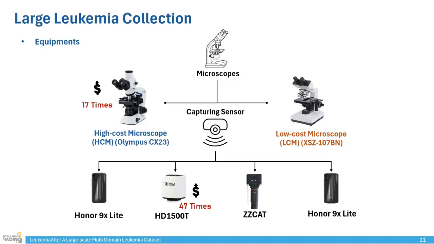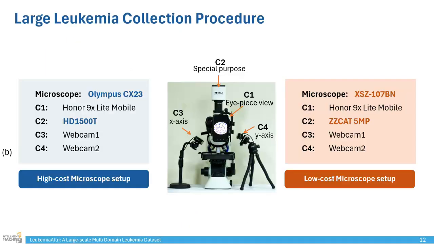Interestingly, the price of a high-cost, average-quality specialized camera is 47 times higher than that of the low-cost eyepiece camera. For the data capturing, we implemented both an ideal setting and an optional setting. To capture the same field of view across multiple settings, we utilize 4 cameras, with 2 capturing the field of view and the 2 webcams used for tracking the location across the microscope and across the resolution.